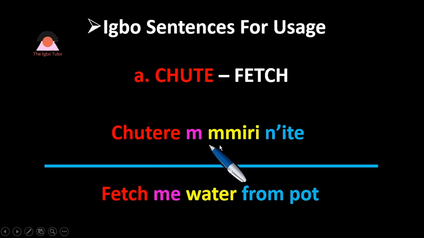Sorry. Chutere miri n'ite. I think it's correct. When we want to use it this way, it's correct. If you want to remove me here, if you say chute miri n'ite, just fetch water from pot. But if you want to add the M as referring to yourself, personal pronoun, it goes with the RE. Okay? Chutere miri n'ite. So it's correct. Sorry about that. Chutere miri n'ite. Fetch me water from pot, or fetch water from pot for me. The same thing. So it's right here. Don't take off anything.